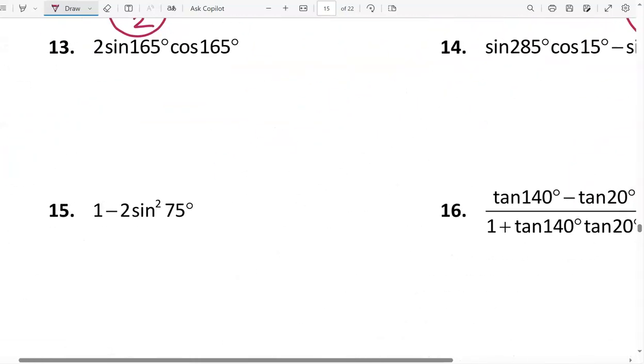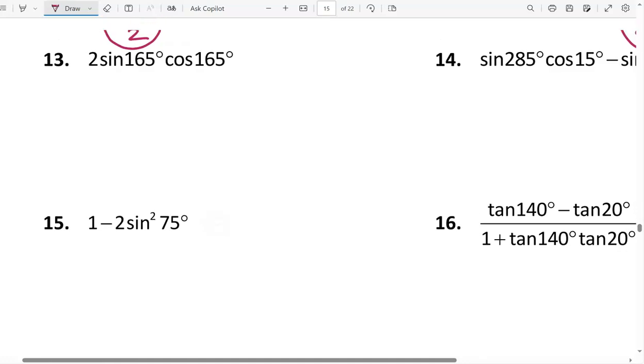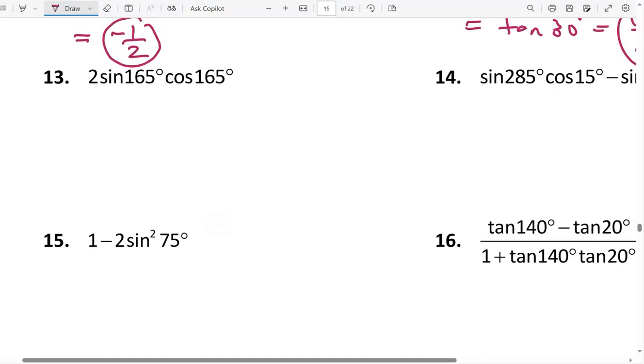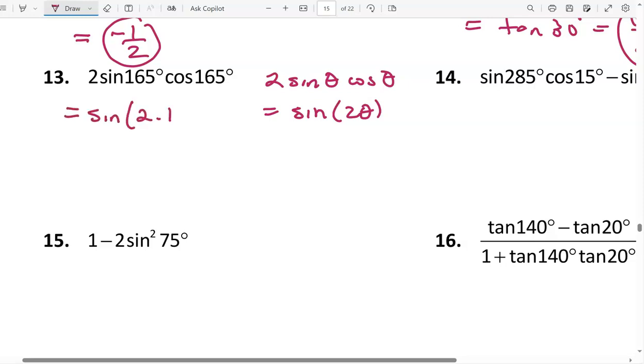In number 13, we have 2 times the sine of 165 times the cosine of 165. That looks like a 2 sine of theta times the cosine of theta, which remember is equal to the sine of 2 theta. That's on your reference. You don't have to remember that one. And so this is going to equal the sine of 2 times 165 degrees, or the sine of 330 degrees, and the sine of 330 degrees is -1/2.